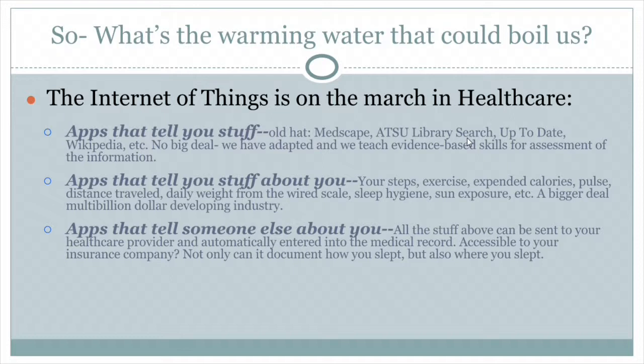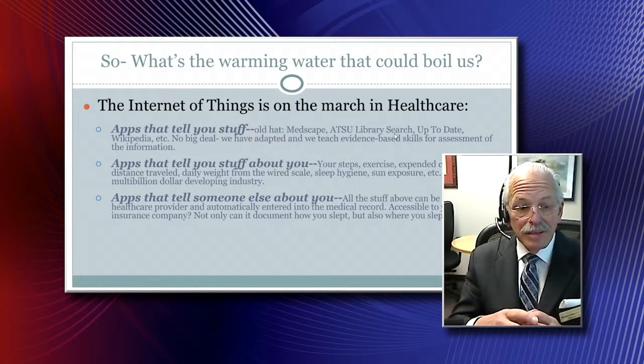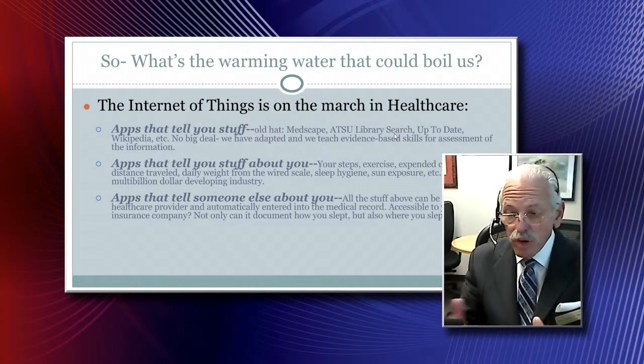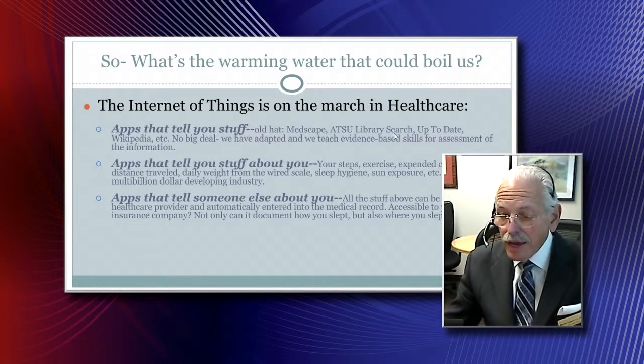The other thing is that now these apps are able to tell somebody else about you. So all the stuff about you that just got accumulated can be sent to your healthcare provider and automatically entered into the medical record. Is that information going to be accessible to your insurance company? Should it be accessible to your insurance company? For example, not only can it document how you slept, but also where you slept. As a matter of fact, Verizon recently has put in a super cookie that you can't get out, and if your phone's on, it'll tell you where you are, even if maybe you don't want somebody to know where you are.